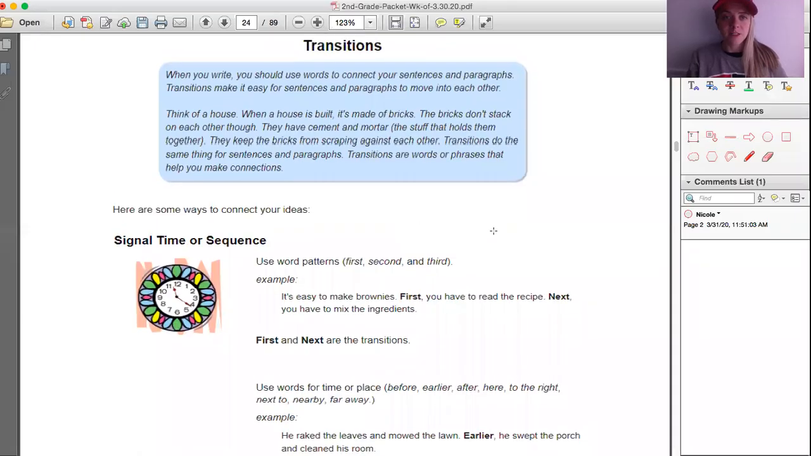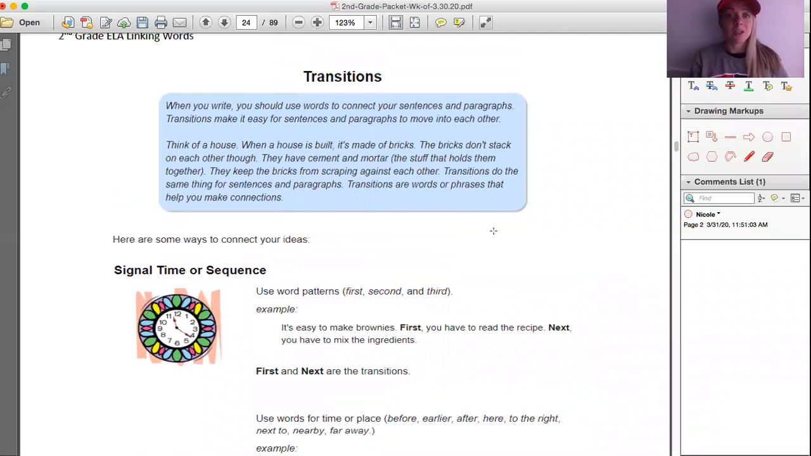All right, so the first page that you had to be on is called transitions. When you write, you should use words to connect your sentences and paragraphs. Transitions make it easy for sentences and paragraphs to move into each other.